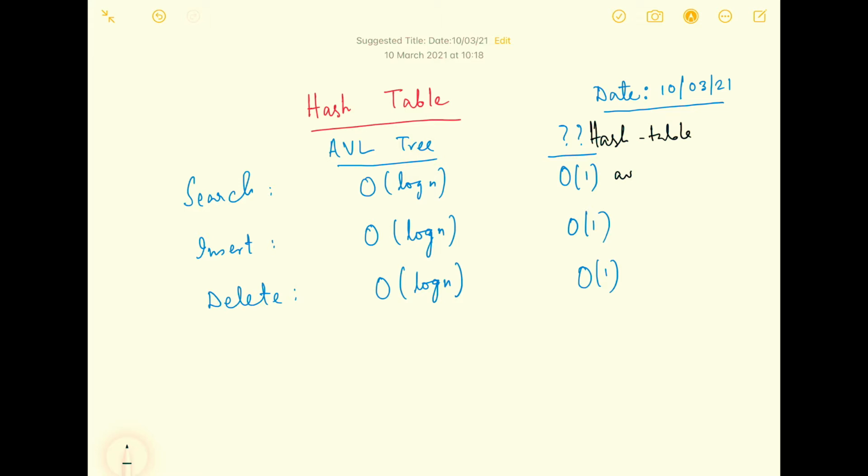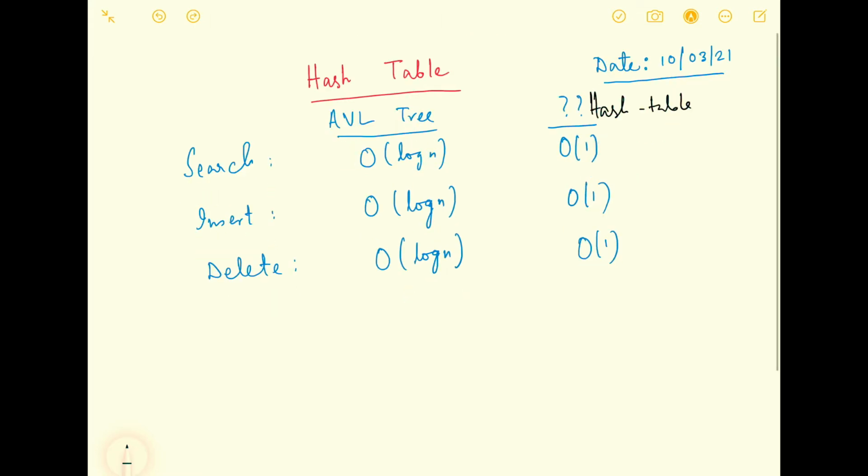So these are the three operations. Hash table can perform these operations in the average case, whereas the AVL tree performs these operations in the worst case.